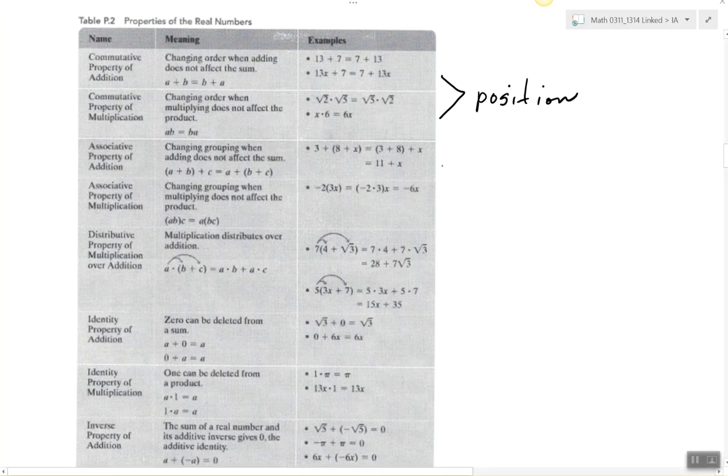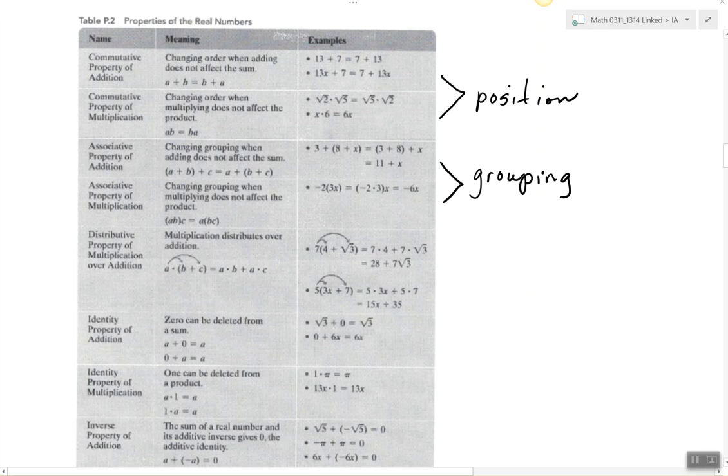The next two are associative. These all have to do with changing grouping. So if you have 3 values to add, you can add here the 8 and the x first, then add the 3, or add the 3 and the 8 first, and then the x. Either way, it doesn't matter. You're changing the grouping. Same thing for multiplication.